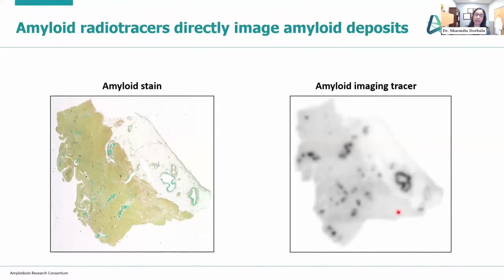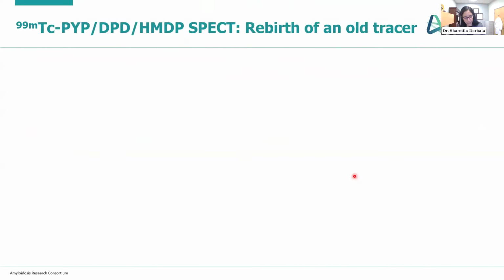Okay, so what is radionuclide imaging with amyloid tracer showing? It's showing us amyloid. This is specific for amyloid. It cannot be seen in any other pathophysiologies or any other forms of heart disease. So if the question is, is this amyloid, these radio tracers can be extremely helpful. This is not new.